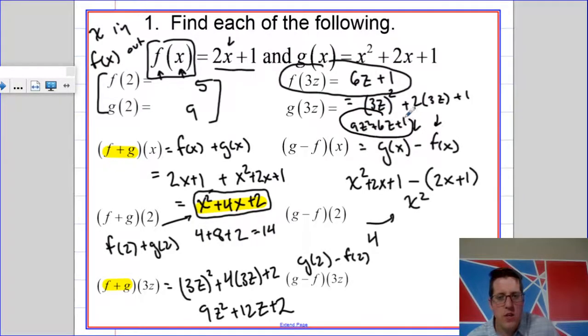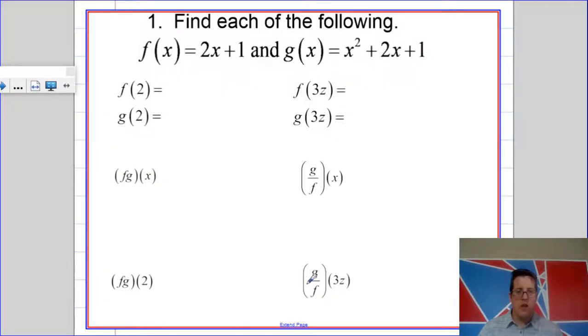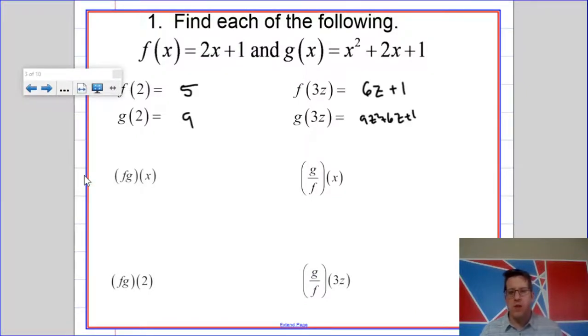And you'll notice that's the same thing that I get if I add f of 3z and g of 3z. So do that same thing now on your own with g minus f of 3z, just to verify that those work the same way. Okay, now we're going to try the same thing with multiplication, and division, of course. Let's copy those values over from the previous page. Voila, movie magic.